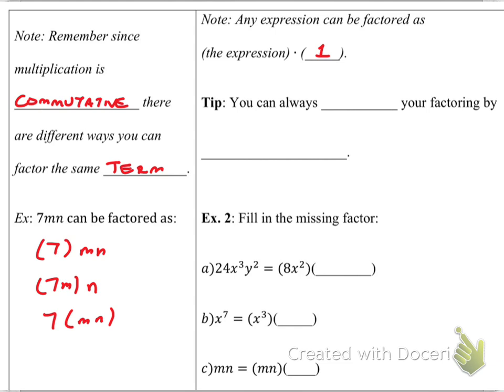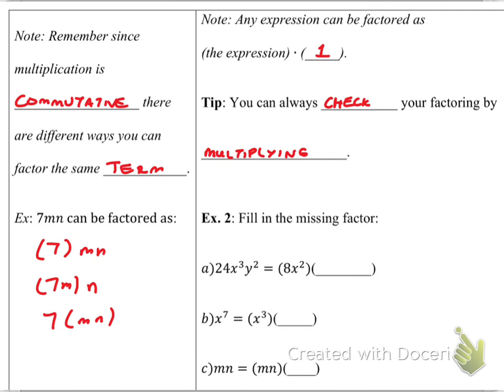Tip: you can always check, and that's the nice thing about factoring. You can always check your factoring by multiplying it back through. And I always suggest to my students, if you have time on an exam or quiz or something, go ahead and do a double check by multiplying it back through. Even if I don't ask you to, it's just nice to do.